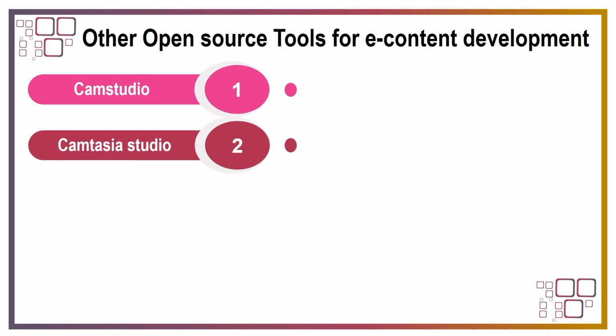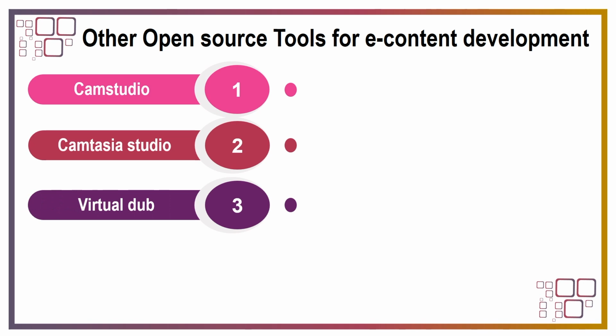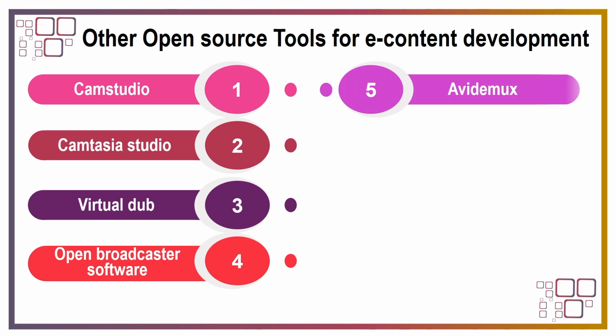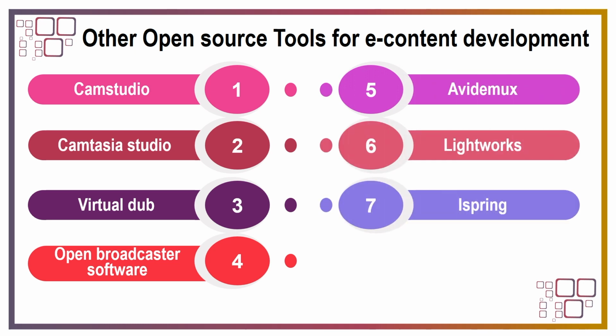I have listed here the other open source tools for e-content development, which include CamStudio and Camtasia Studio. CamStudio and Camtasia Studio are required for screen recording. If you turn on CamStudio or Camtasia Studio and do something on your desktop, everything will be screen recorded, and finally it will be given as a WAV file or AVI file, then you can use it as e-content. VirtualDub is also one software. Open Broadcaster Software, Avid, Lightworks, iSpring, OpenShot.